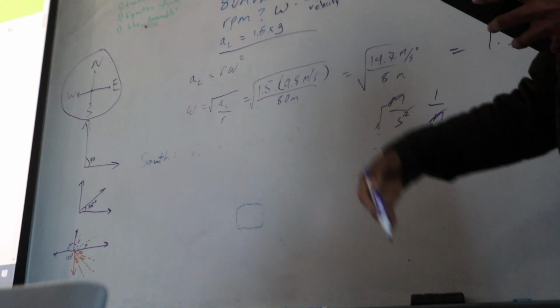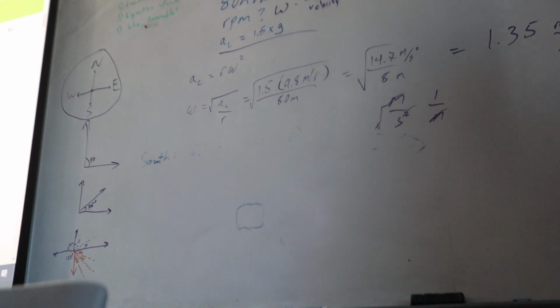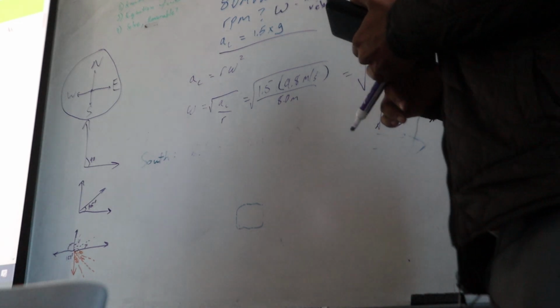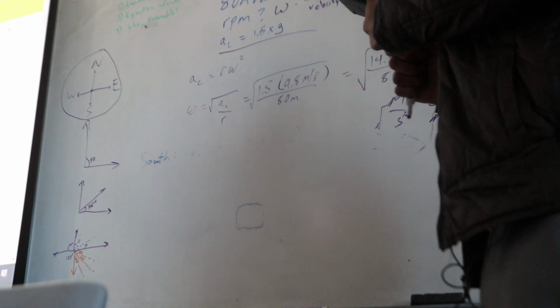1, 2, 3. So if there's 60 seconds in a minute, that's more than a revolution every second. 1, 2, 3, 4. So it's pretty fast. Yeah, it's pretty fast. About to spin the kids off of them.